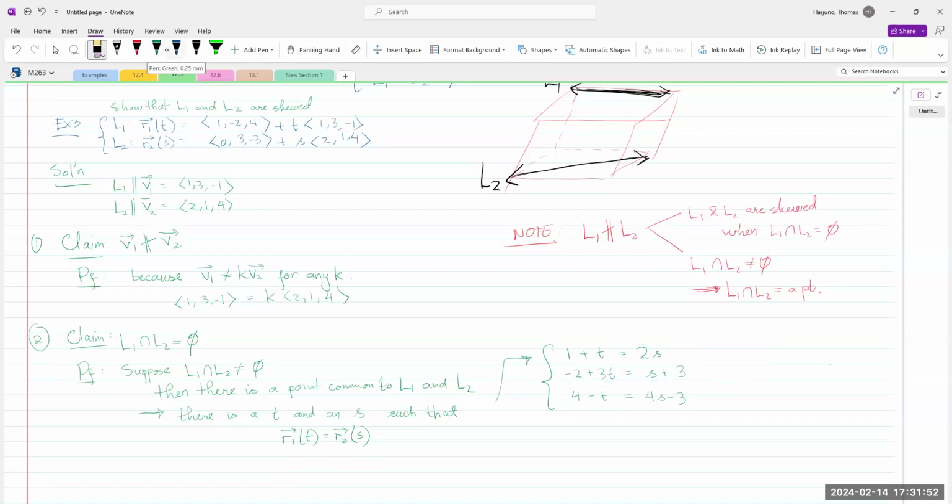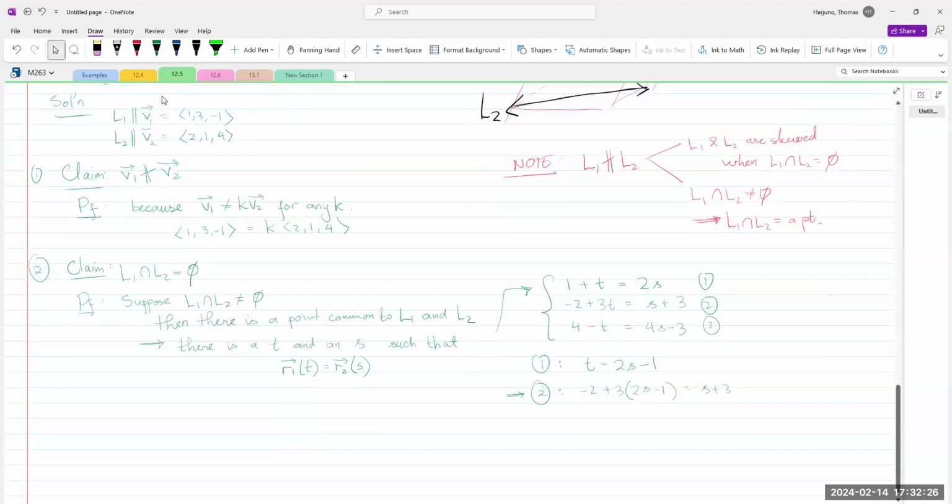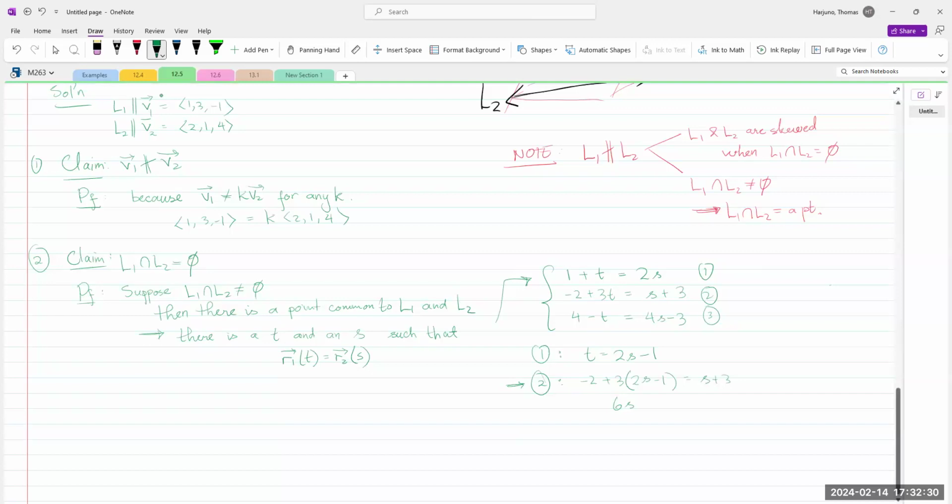Okay, let's solve that. Let's call these equation 1, equation 2, and equation 3. From equation 1, we get T equals 2S minus 1. Plug that into equation 2: negative 2 plus 3 times T equals S plus 3. Then I solve for S: 6S minus 3 minus 5 equals S plus 3, so 5S equals 8, S equals 8 over 5. And T is 2S minus 1, which is 16 over 5 minus 1, which is 11 over 5.